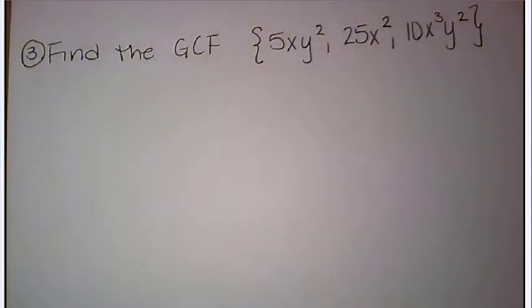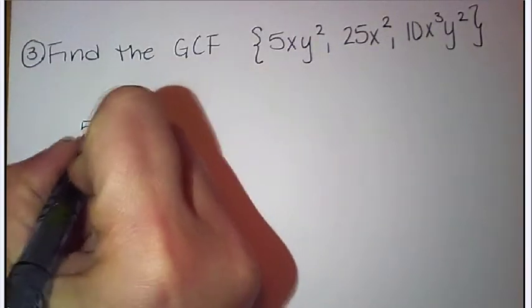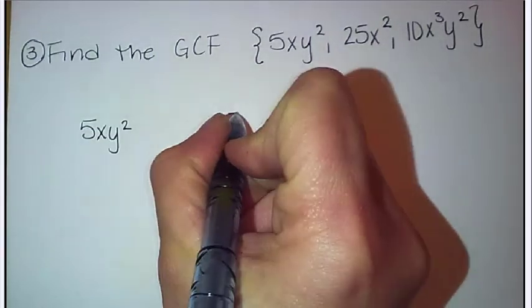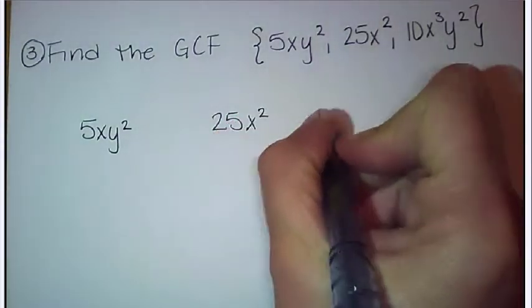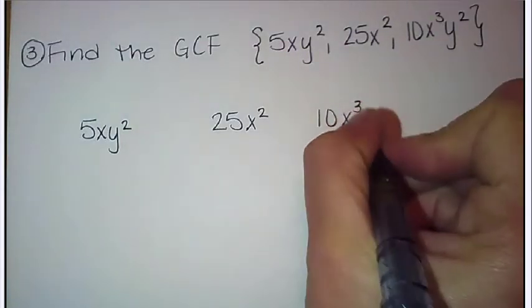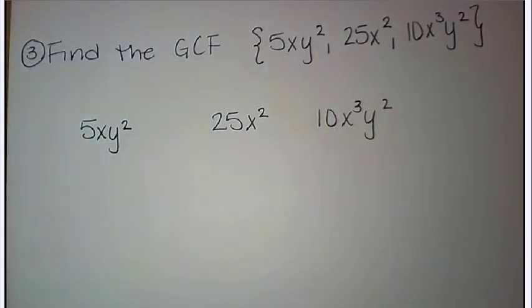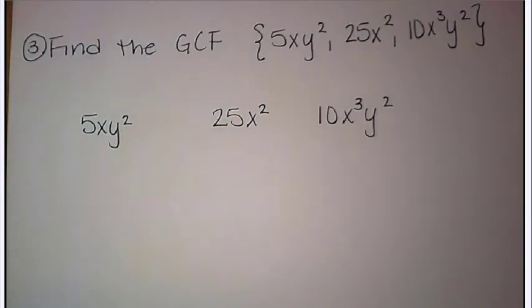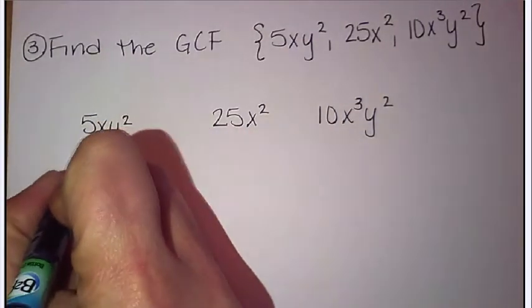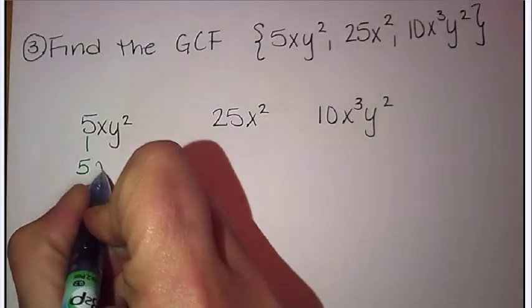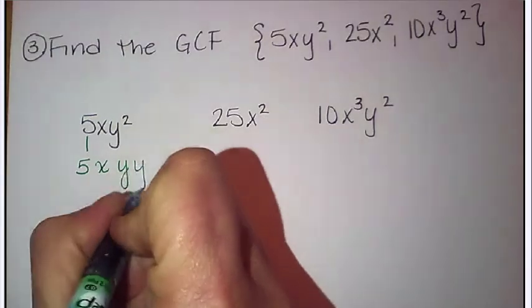So for our third example, we want to find the GCF between 5xy squared, 25x squared, and 10x cubed y squared. And this is very similar to the previous problem we did. We're just looking at 3 terms instead of just 2. So let's look. We have 5xy squared, 25x squared, and then 10x cubed y squared. And again, what we're going to do is break each one down into its prime numbers. Again, 5 is already prime, so we're not going to do anything to it. We have 1 x and 2 y's.